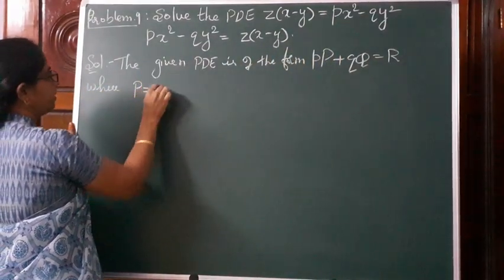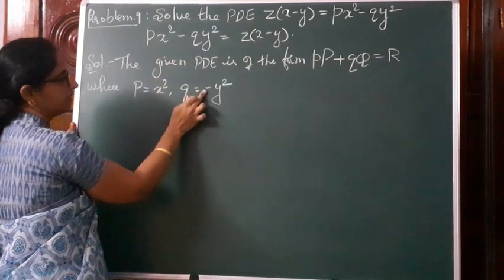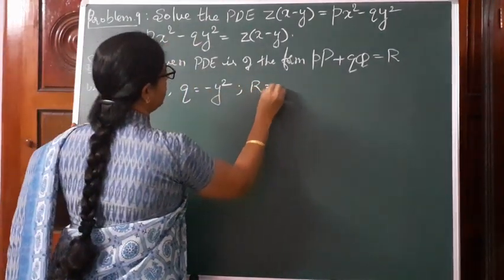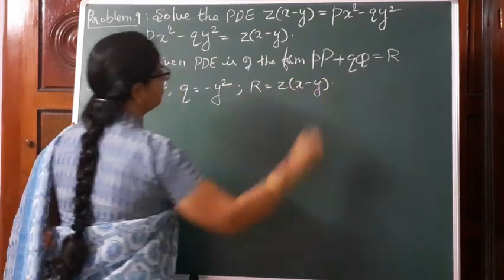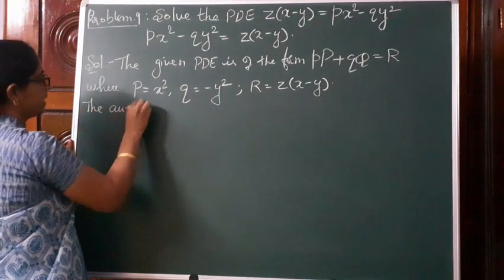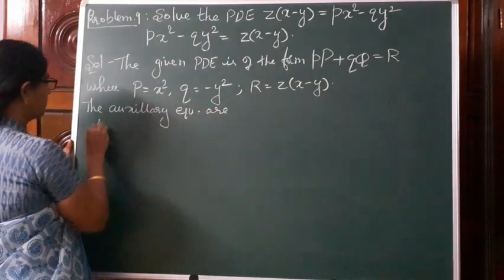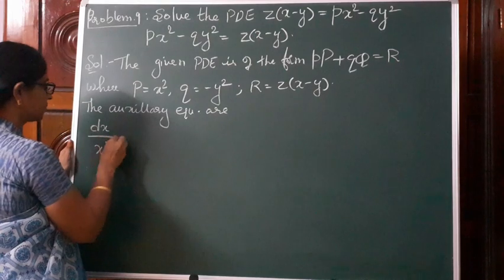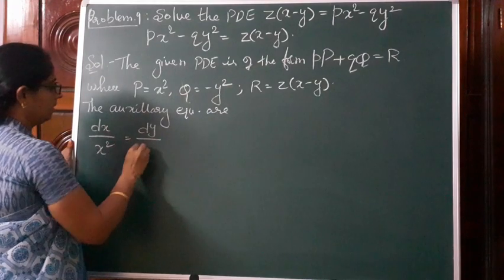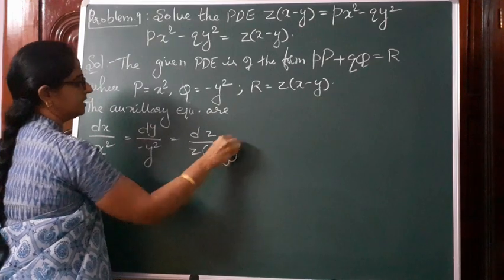P is, what is capital P? x square. Q is minus y square. Don't skip this sign. The sign is also important. The coefficient of q is here minus y square. And R is z into x minus y. Now let us write the auxiliary equations. The auxiliary equations are dx by P, that is dx by x square, is dy by Q, capital Q here, minus y square, is equal to dz by z into x minus y.